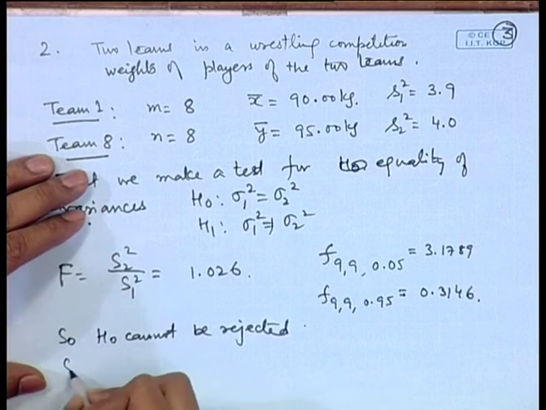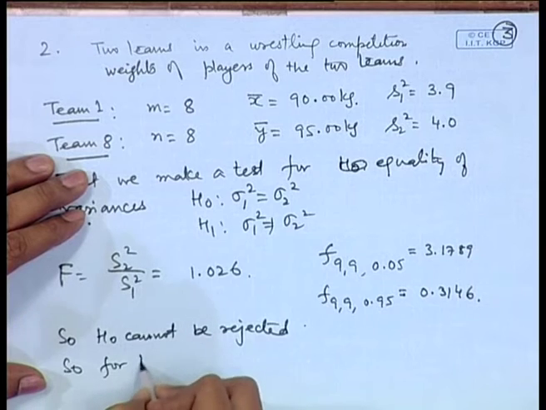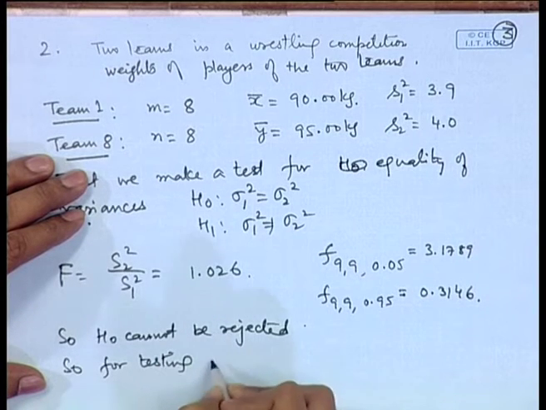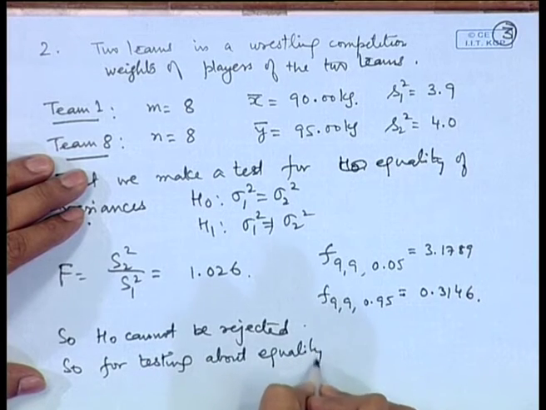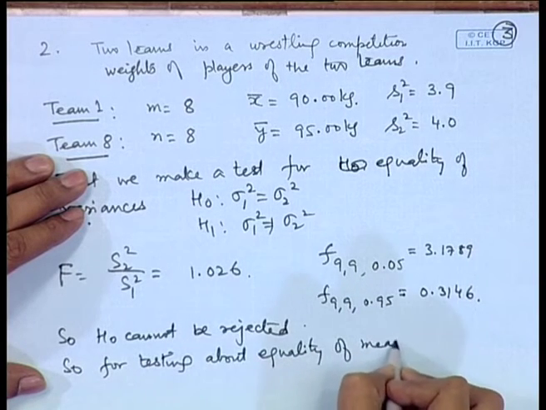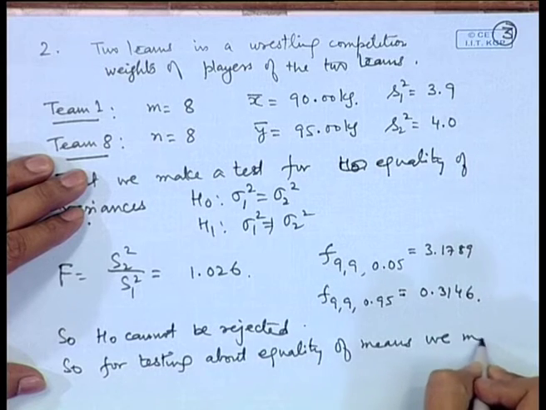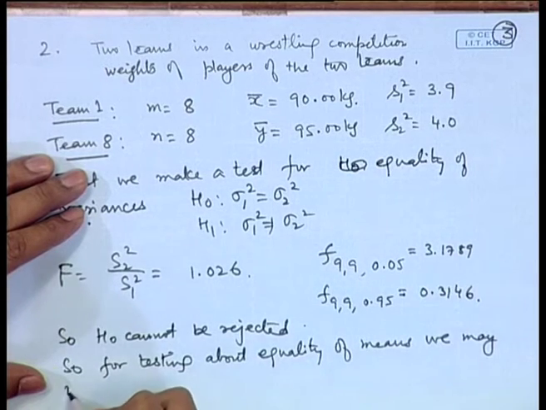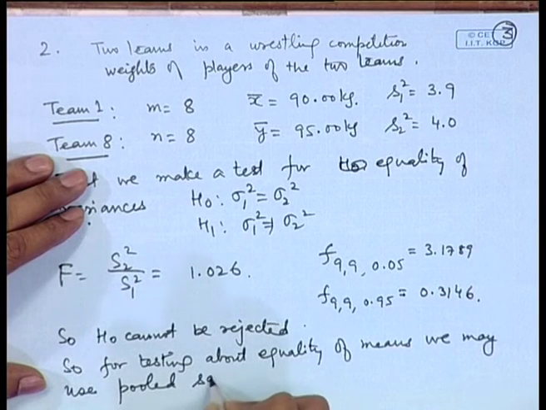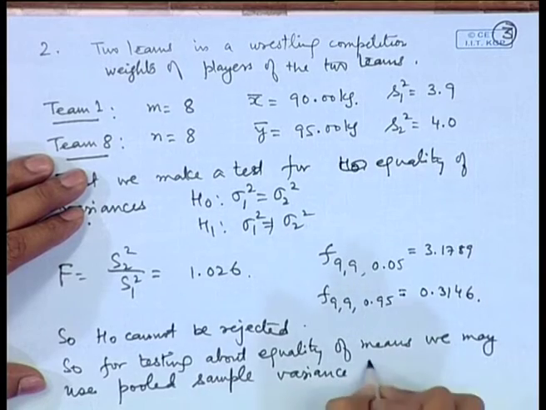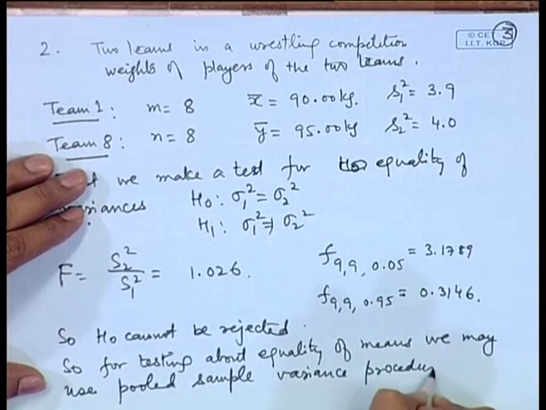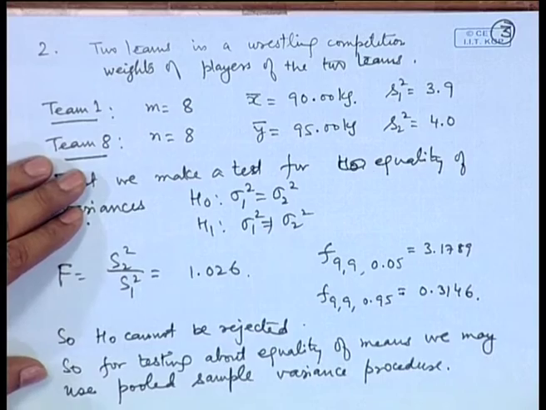So, for testing about equality of means, we may use pooled sample variance procedure, that is SP square formula.